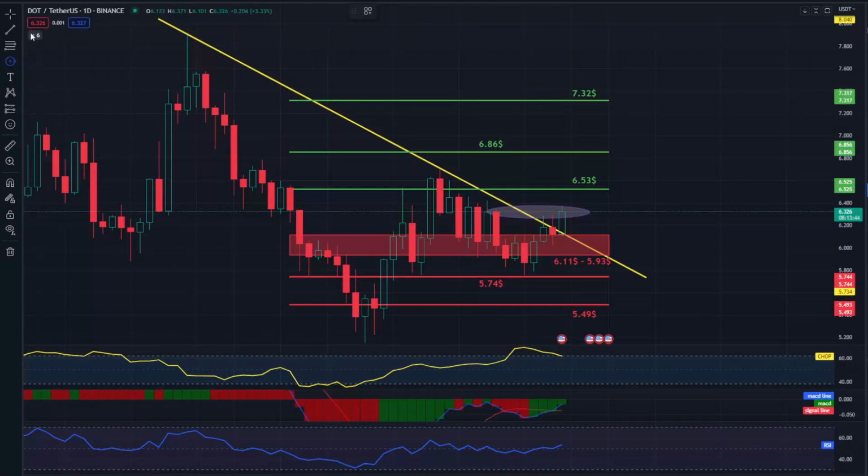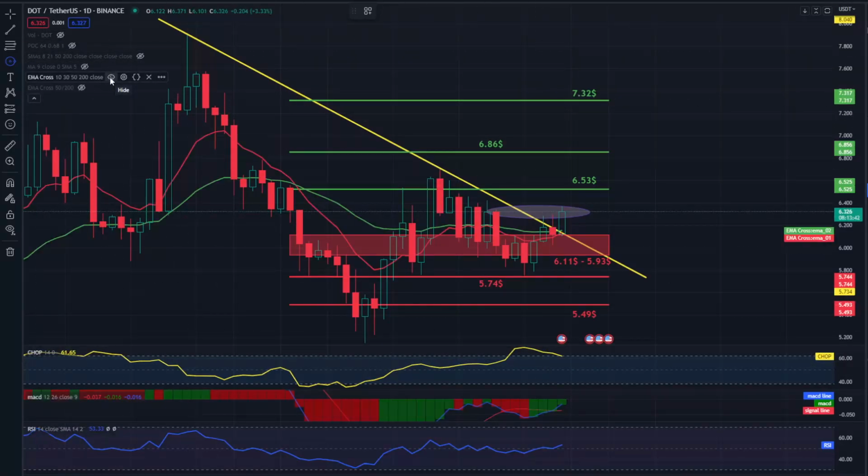It is worth paying attention to the Ema Cross 10 and 30. We can see that the red line of the Ema Cross 10 is moving just below the Ema Cross 30. The crossing of the green line by the red line can confirm the change of the trend to an uptrend.